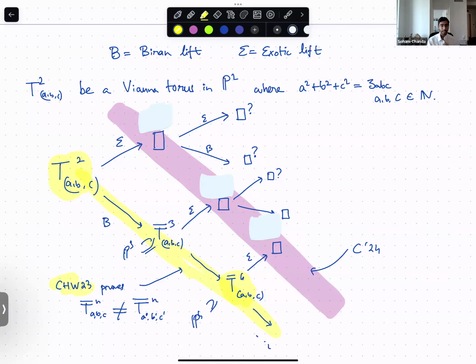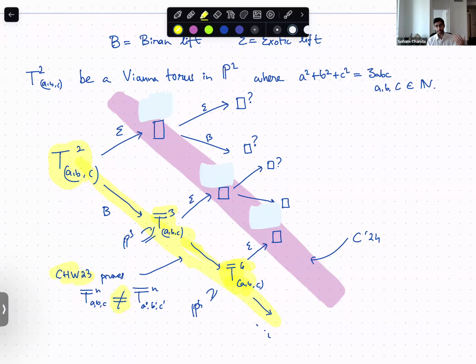In 23, my collaborators, Amanda Hirschi and Luya Wang, and I show that if you take these Biran lifts, then the Biran lifts will also not be symplectomorphic to each other. So there is no symplectomorphism taking T bar ABC to T bar A'B'C'. So this equality is up to symplectomorphism. This shows that there are infinitely many things inside Pn for any n, but that is not the whole thing.